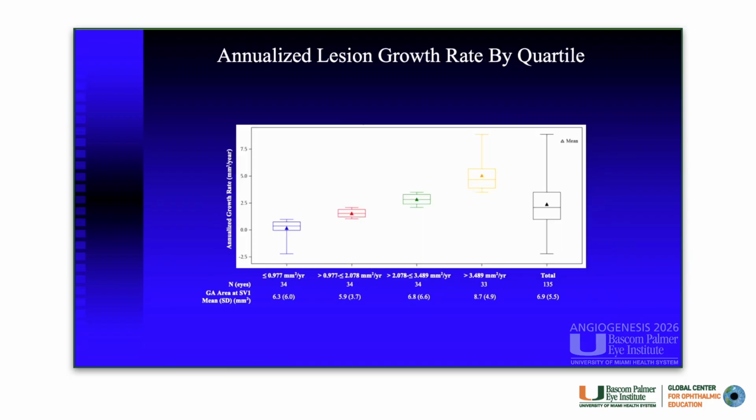We looked at the annualized lesion growth rate by quartile, and this was actually determined over those first 2 visits, so we could get an annualized growth rate. And when you look at that, dividing them by quartiles, you'll notice that the eyes that had smaller geographic atrophy area at that first screening visit tended to grow more slowly when compared to the eyes that had a larger baseline geographic atrophy area.